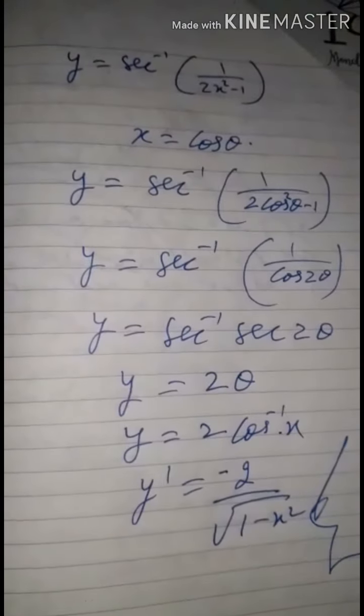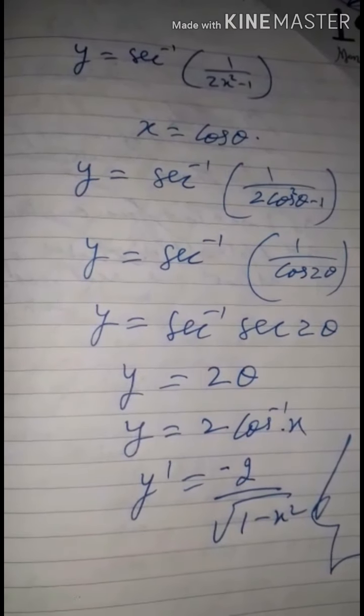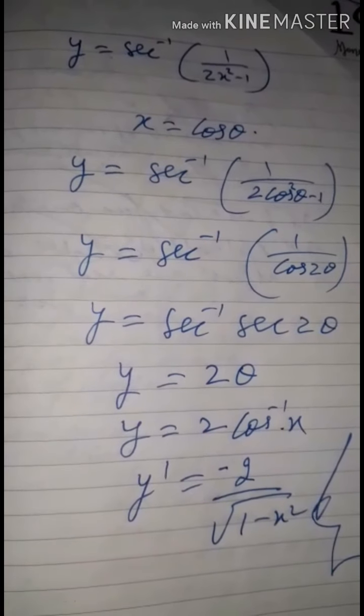So it's your required answer. I hope you understand all these questions. It's one of the simplest ways by which you can solve these questions, by putting these trigonometric identities. Okay, thanks a lot.